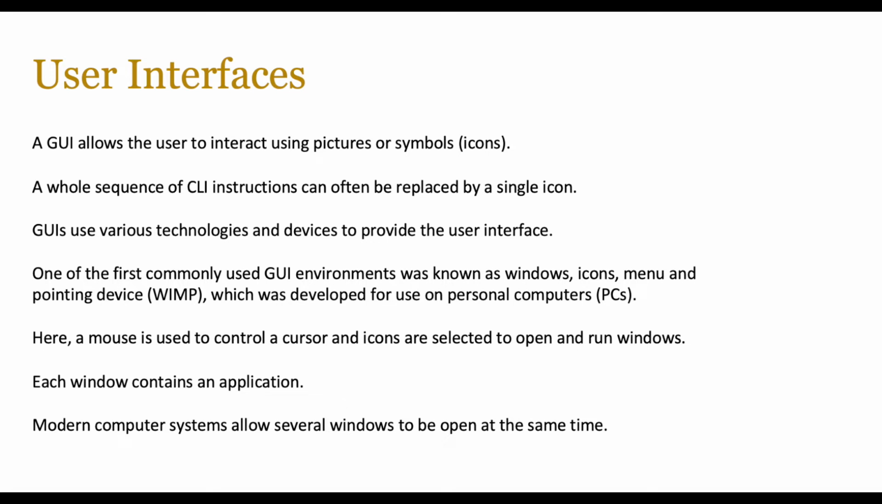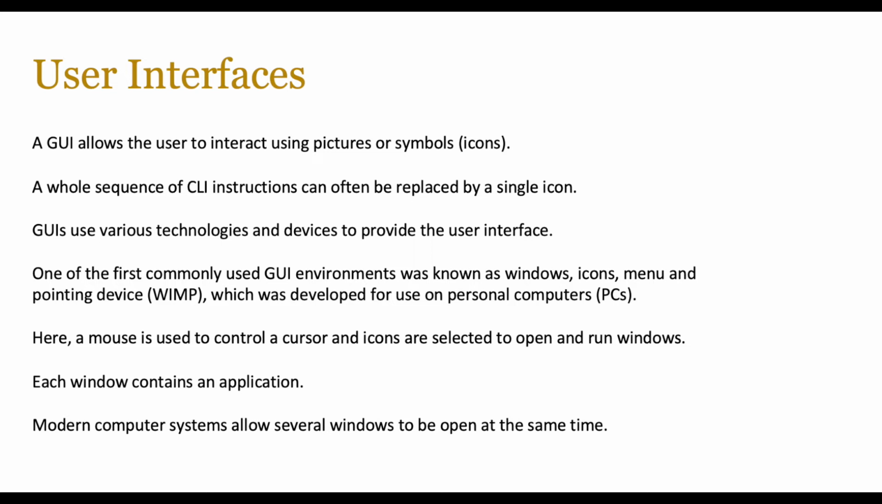And a whole sequence of CLI instructions can often be represented by a single icon. GUIs use various technologies and devices to provide the user interface. One of the first commonly used GUI environments was known as WIMP: windows, icons, menus, and pointing device. So look at your mouse, that's the pointing device. You'll have windows, icons and menus all available in most operating systems these days. This was developed for use on personal computers or PCs.